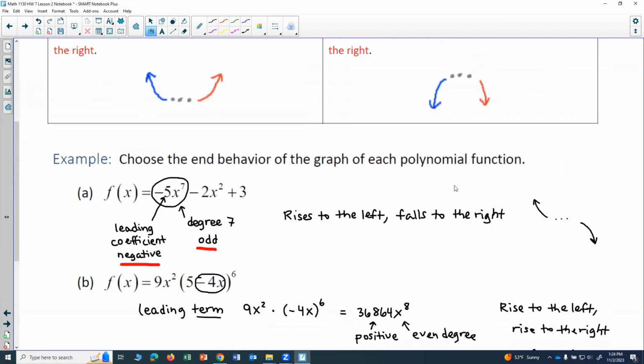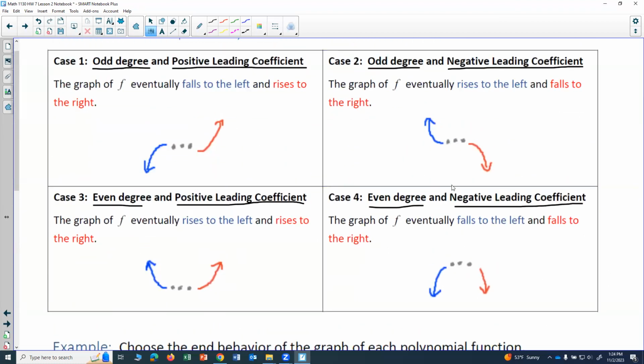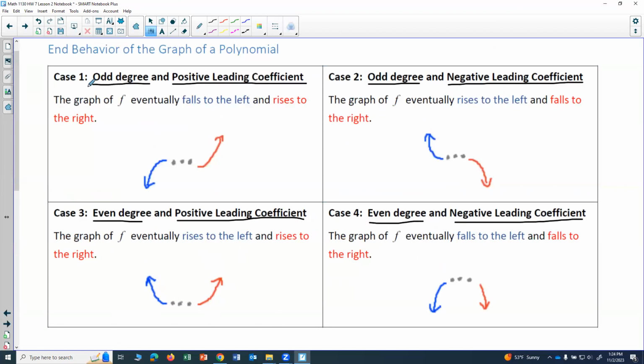So use this chart and figure out the end behavior by looking at the degree, whether the degree is odd or even, and whether the leading coefficient is positive or negative.